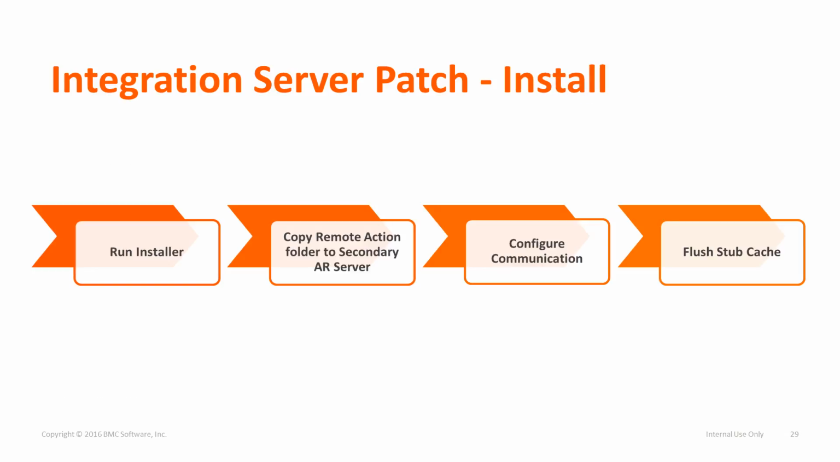As far as the installation is concerned, you just run the installer on the server, and once that's done, all you need to do is copy the remote action folder to the secondary AR server. Once that's done, you need to configure the communication. And finally, we finish up with flushing the stub cache.